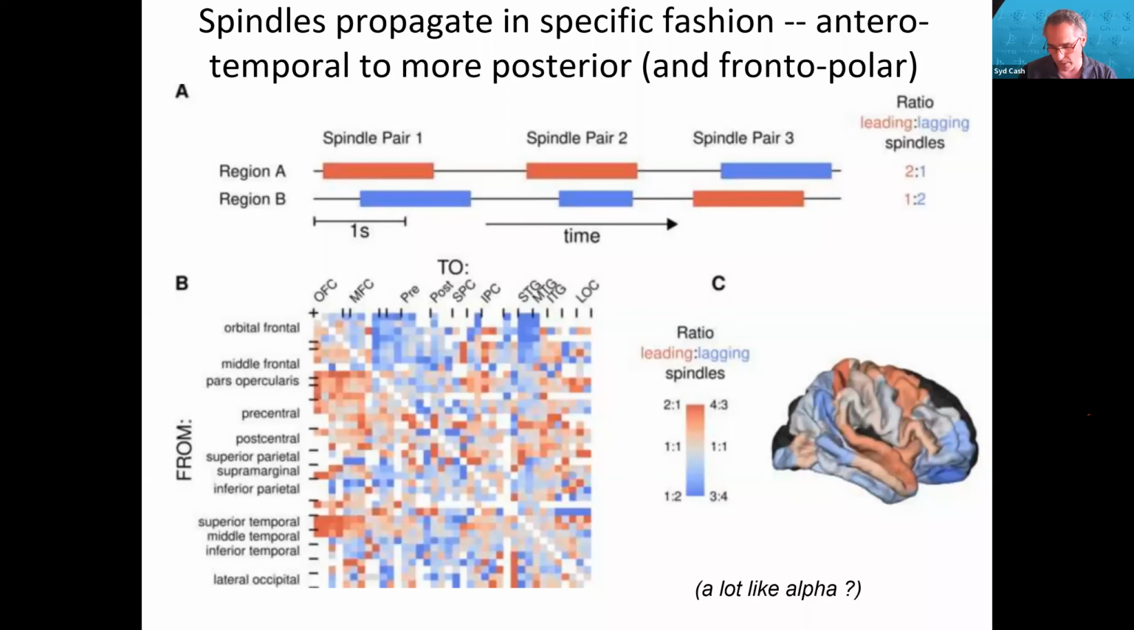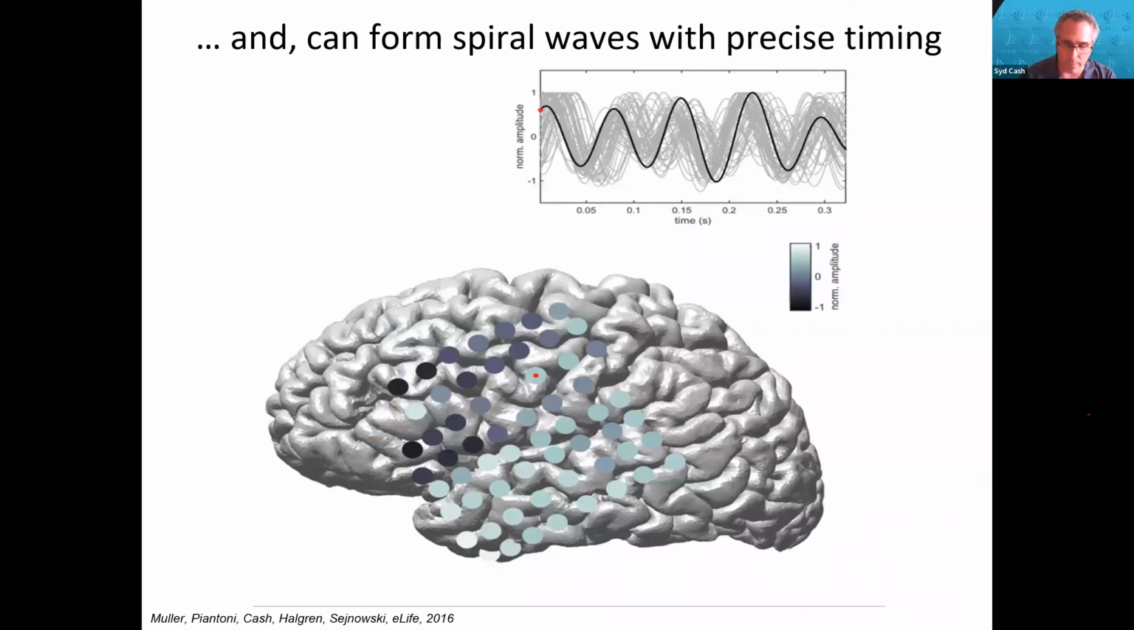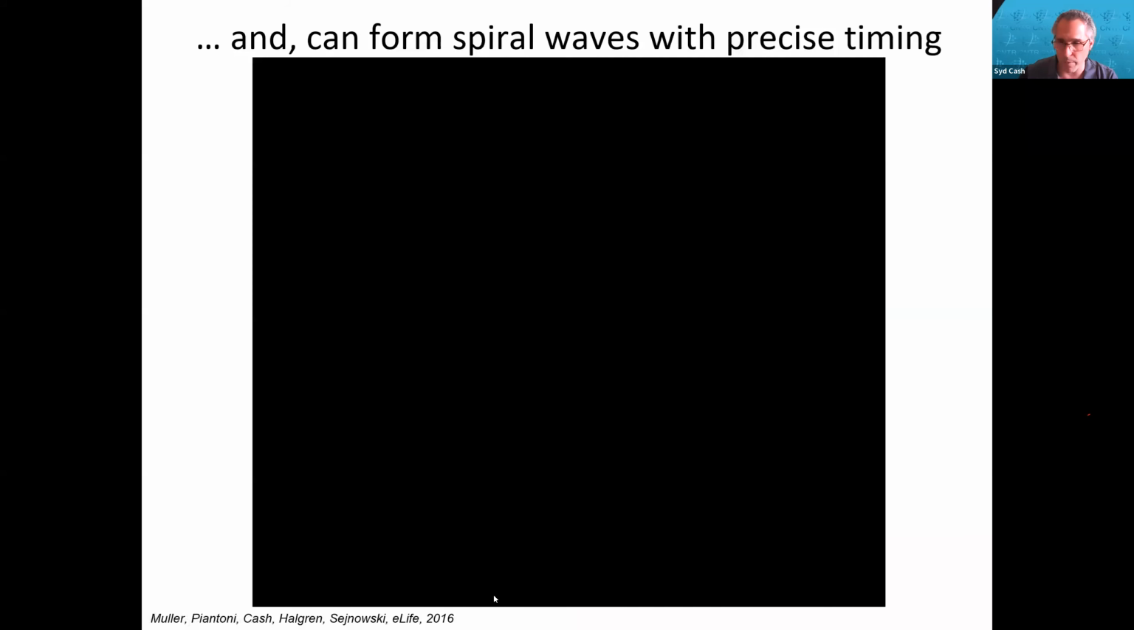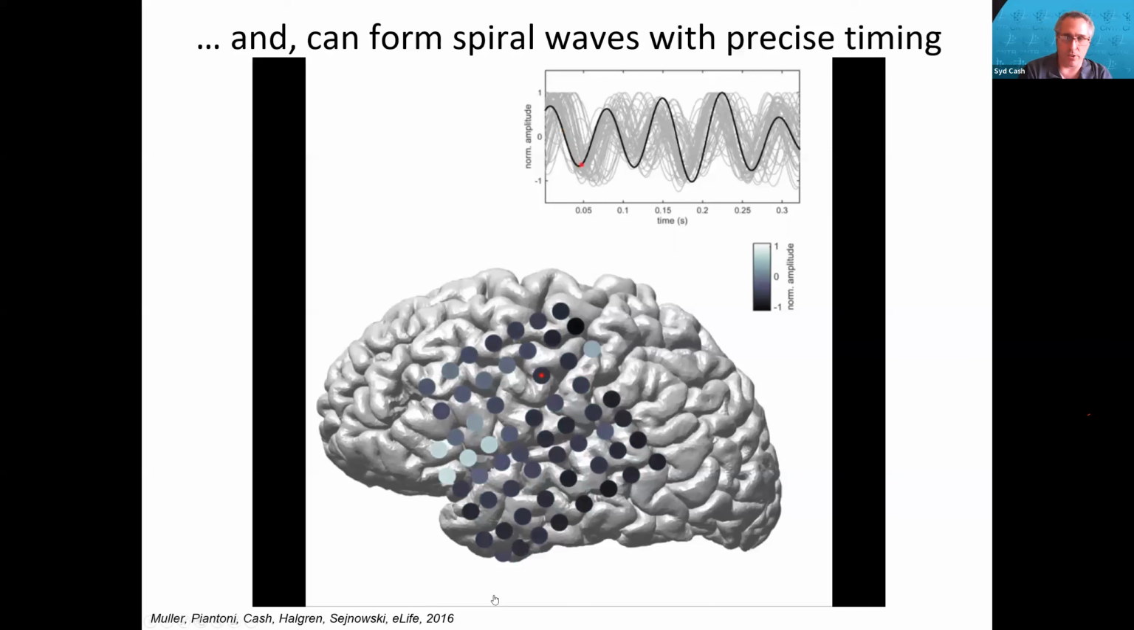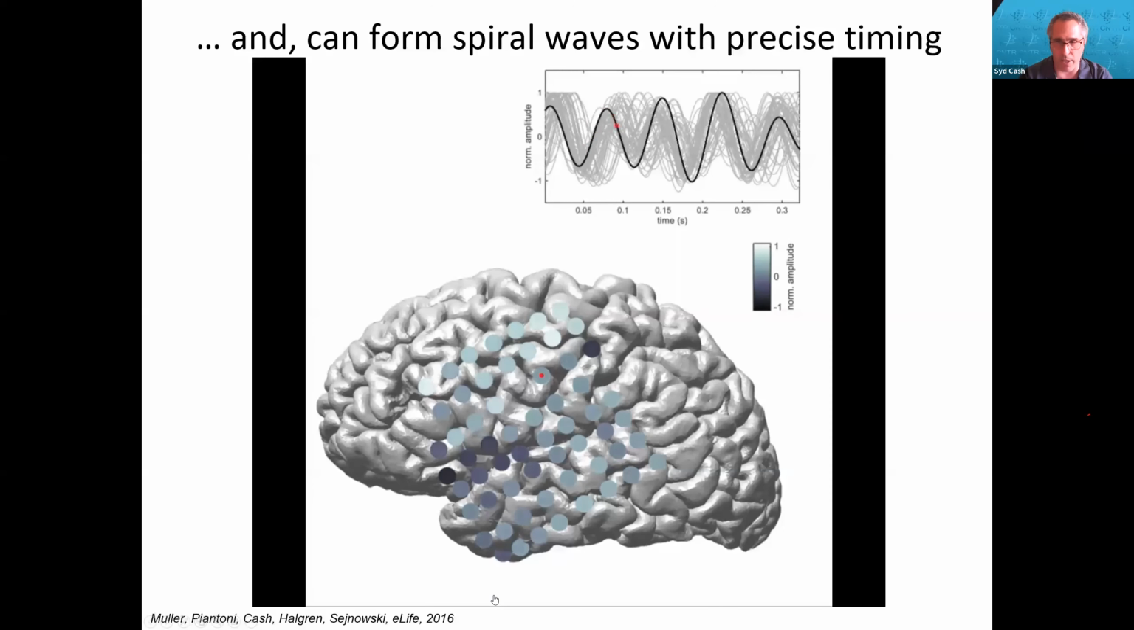And it more than just spreads, it actually has a more structured sense to it. So this is a movie, will be a movie, I hope, there we go, of spindles across the cortical surface with a grid of electrodes, again, in a patient with epilepsy. Here, this is work by Terry Sejnowski's group and Muller, who was a postdoc or grad student in his group at the time, looking at the phase of the spindle. And you can see you sort of get this rotating spiral of activity. It's sort of spinning around during the course of a given spindle with sort of millisecond resolution.